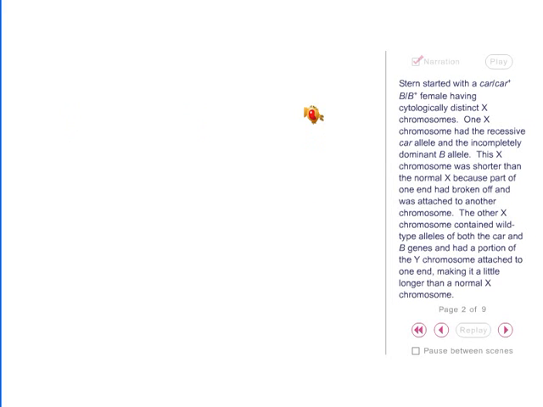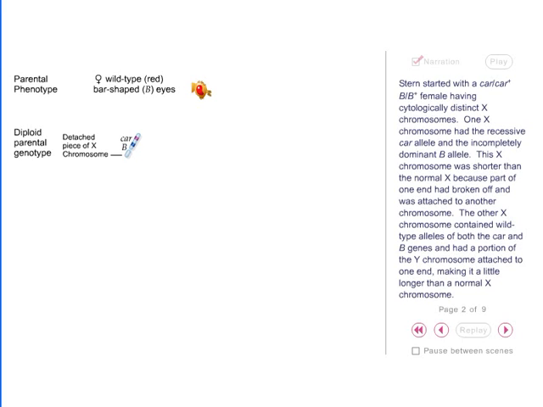Stern started with a car+ B+ female having cytologically distinct X chromosomes. One X chromosome had the recessive car allele and the incompletely dominant Bar allele. This X chromosome was shorter than the normal X because part of one end had broken off and was attached to another chromosome. The other X chromosome contained wild-type alleles of both the car and Bar genes and had a portion of the Y chromosome attached to one end, making it a little longer than a normal X chromosome.